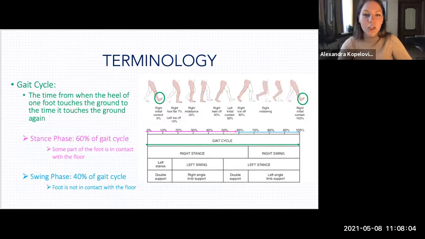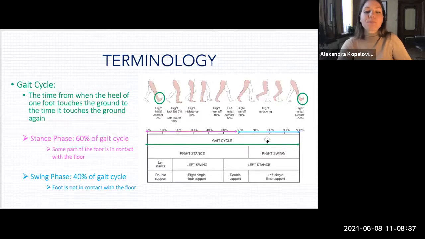Okay, so let's start looking at the gait cycle. Let's cover some terminology. As we know, walking is a result of cyclic series of movements, and gait cycle is a fundamental unit of walking. Gait cycle is defined as a time from contact of the right heel to the time the right heel contacts the ground once again. So it's the same lower extremity contacting the ground.